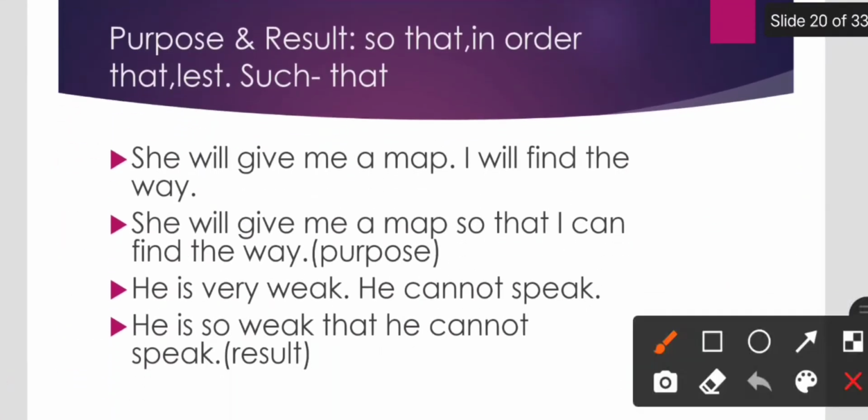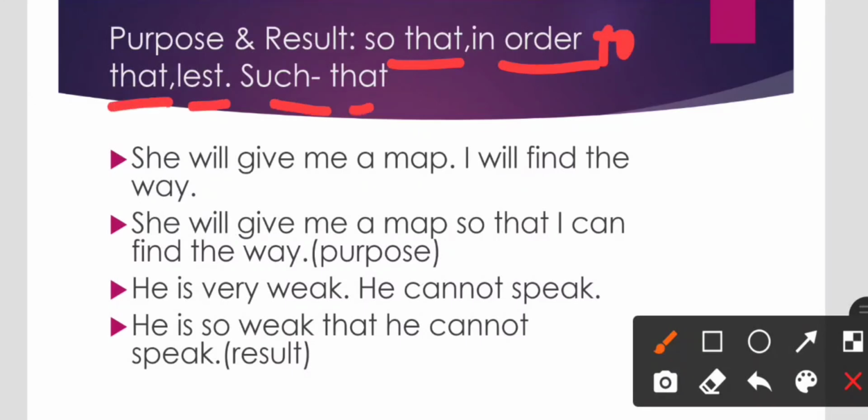Next is purpose and result. So what are the conjunctions we use? So that, in order to, okay, that, lest, such that. Okay. She will give me a map. I will find the way. She will give me a map so that I can find the way. It shows a purpose. When so that is written together, it shows a purpose.